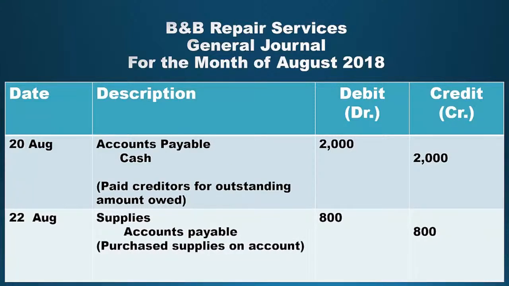August 20th, paying creditors. Step 1. What happened? The company paid $2,000 to creditors for amounts owed on accounts payable.